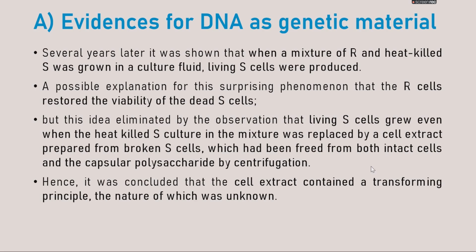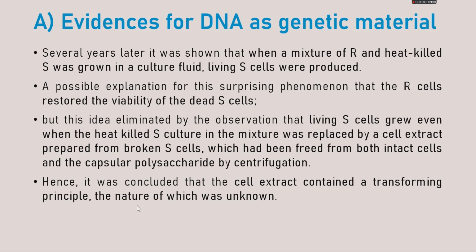That means that instead of using living S cells, after killing them, by using the centrifuge machine we separate the other components of the bacteria and keep only the cell extract. When we use the cell extract of broken S cells, the same type of results are observed, where the R bacteria get converted into S cell bacteria. It was concluded that somehow this R cell bacteria, which is present in a live condition, gets transformed into an S cell bacteria, and that condition where there is a transformation of live R bacteria into live S bacteria, Griffith called a transforming principle.